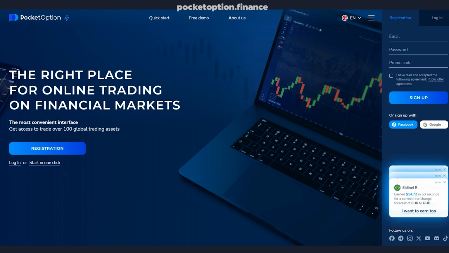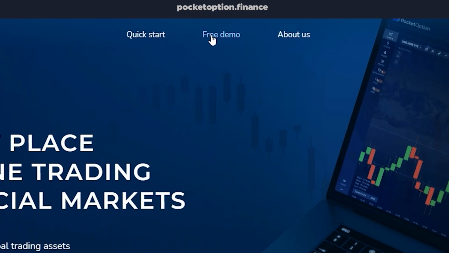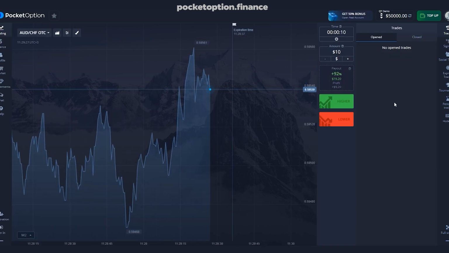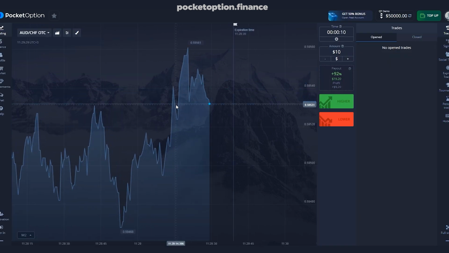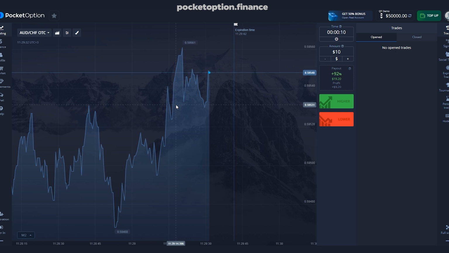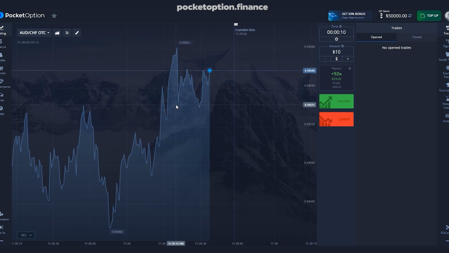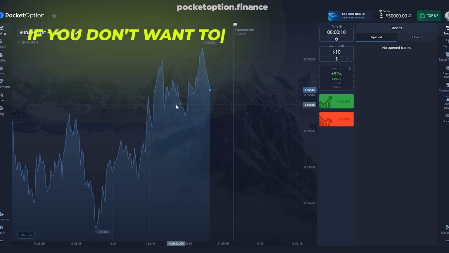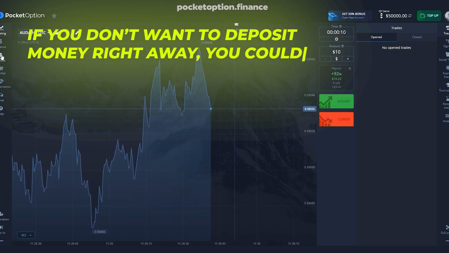Once that is set, you have to simply go through the ID verification process where you will upload your information regarding your ID and KYC. Once this is settled, you could start to trade with a free demo account. Once you are set, you could open the interface which looks like this, and basically that's it. You only have a couple of minutes to register, and if you don't want to deposit money right away, you could just register with a demo account and see how it works.